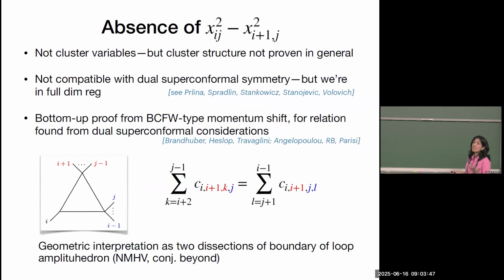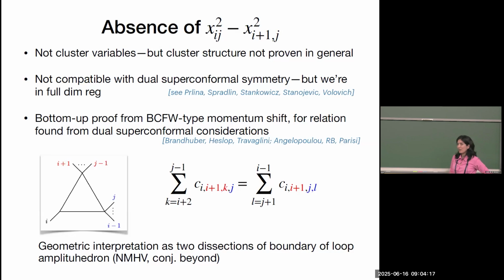Okay, so there are reasons you might expect them to be absent. First of all, if you're expecting a cluster algebra structure, they don't correspond to cluster variables, so that doesn't fit. Okay, the cluster structure isn't really proven in general. It's a very tantalizing set of conjectures, but it could break down somewhere. They're also not compatible with dual superconformal symmetry. But again, we're not sure if that applies directly because we're working in full dimensional regularization.